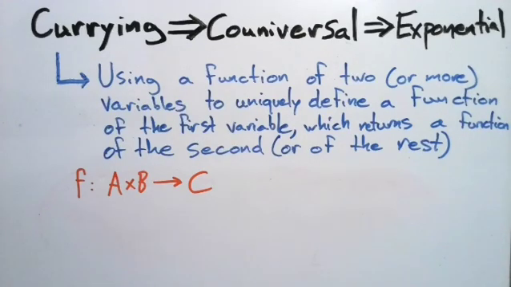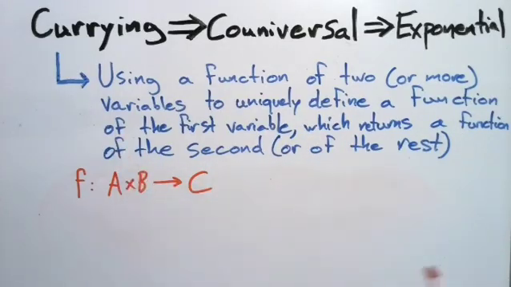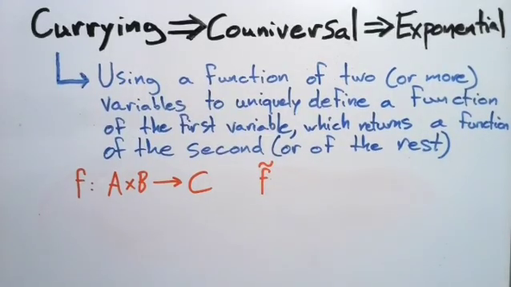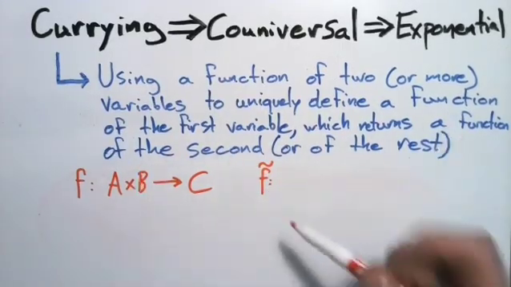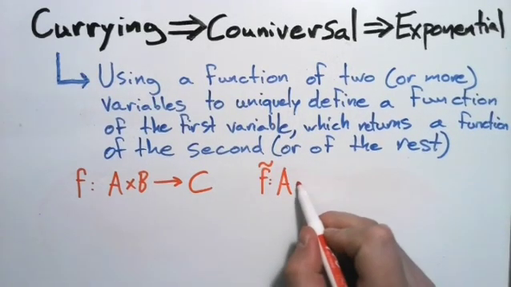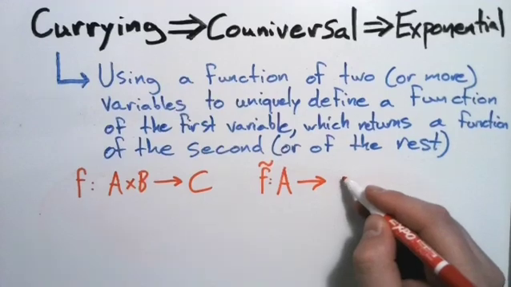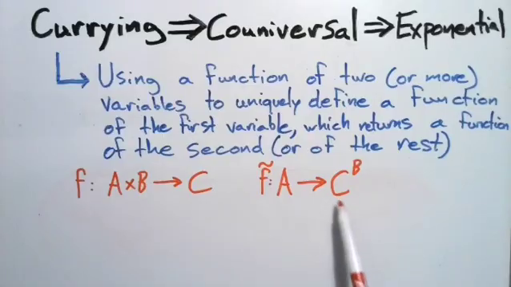And so what does this mean? We need to be able to uniquely define a function of the first variable. So maybe I'll call it f tilde, or the curried version of f, which takes in just the first variable as an input, right? So A was the first variable, so it takes in A, and returns a function of the second variable. So that is a function going into C from B. So the set C superscript B just corresponds to the set of all functions going from B into C.